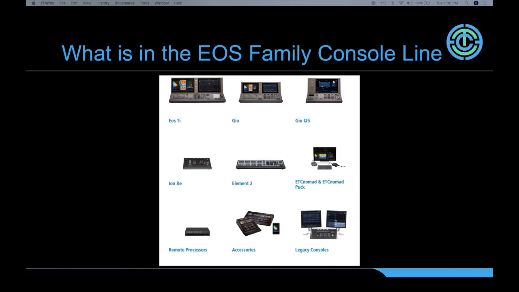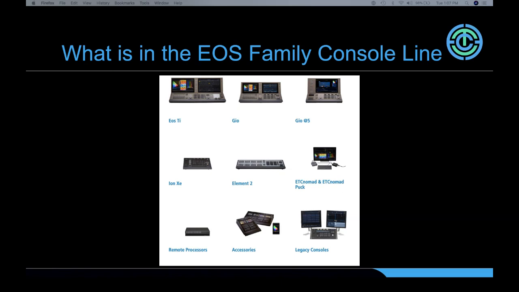We then move down to a Nomad and a Nomad Puck. ETC Nomad is basically a remote version of the software. It's the exact same software that the big consoles like the TI and the Geo run, or the Ion XE. So the software files or the show files are interoperable between them all. The Nomad makes use of either dedicated hardware, and that's what the Nomad Puck is, which is a solid-state computer with the software running on it. You supply your keyboard, mouse, and video, and you will have a console in a box, or just the Nomad software is available to be run on your own laptop or PC or Apple computer, and a dongle is provided.